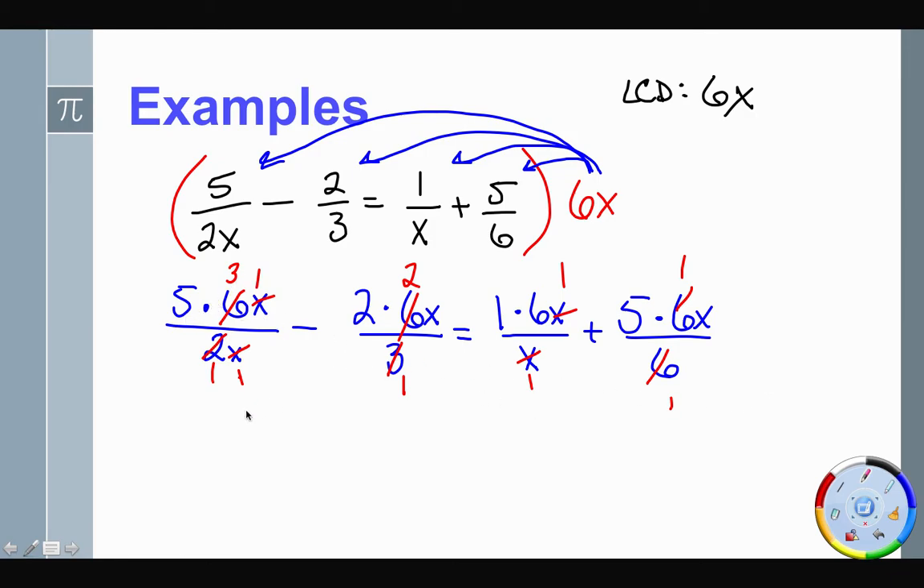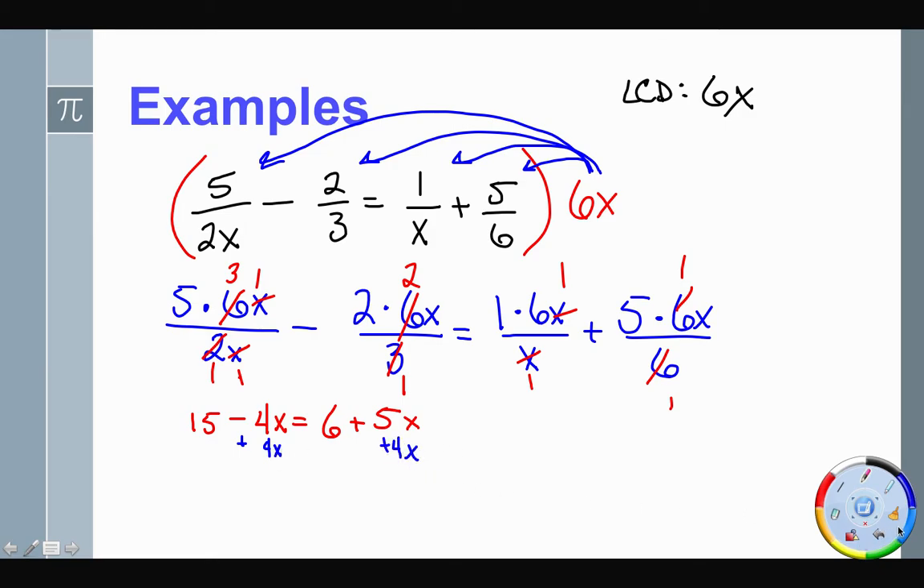So now everything across the denominators are 1's. We get 5 times 3 times 1, which is 15. Minus 2 times 2x, which is 4x. Here this is just 1 times 6, which is remaining. And 5 times x, which is just 5x. And then we're going to do the simplistic linear equation here. Add 4x.